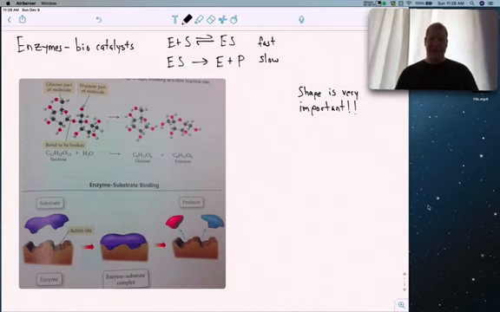The other thing is temperature. Shape is very important, and you can change the shape of catalyst enzymes two ways. One is the pH. The other one is the temperature. So we tend to cook our foods, right? We cook our foods because it makes them safer, because it reduces the risk of infection.